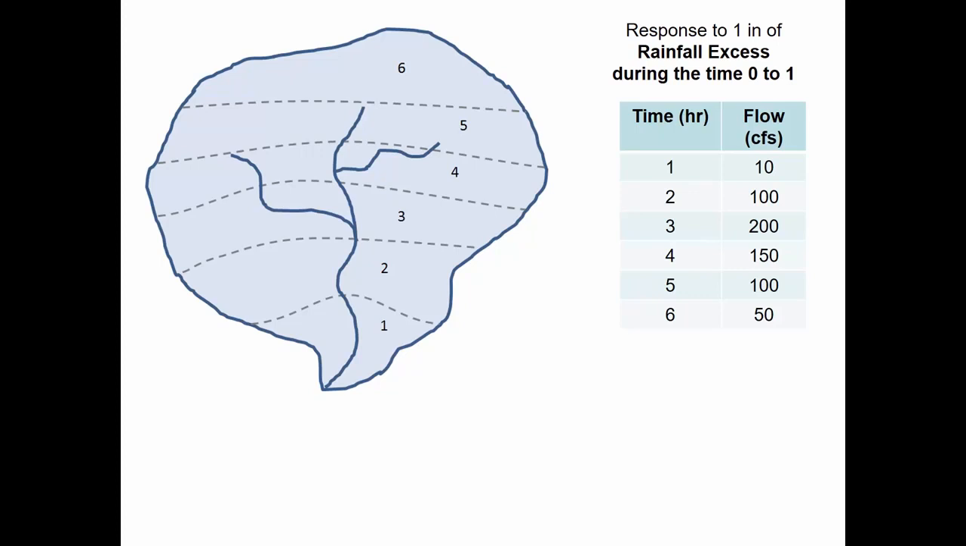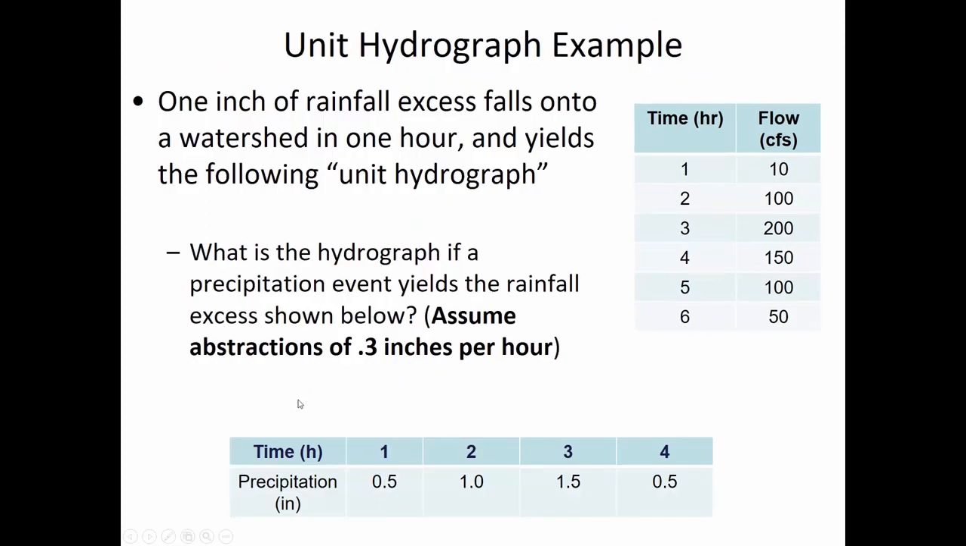And so there's like this staggered delay series of precipitation amounts that are making their way down through the outlet. Okay, so let's go through this example because I think, or at least I hope, that this idea is going to make more sense after we've gone through the calculations together. We've got an inch of rainfall excess falling onto a watershed in an hour, and we got this unit hydrograph from the inch of rainfall excess.